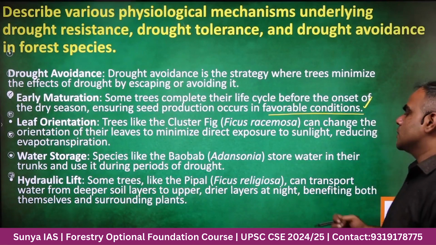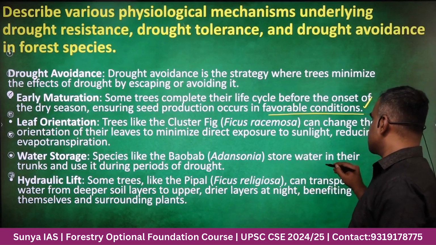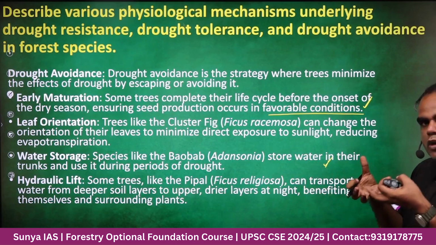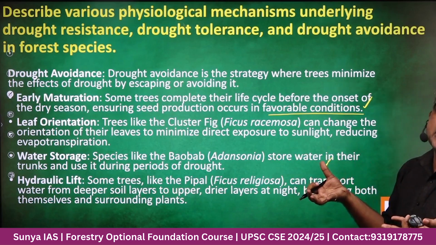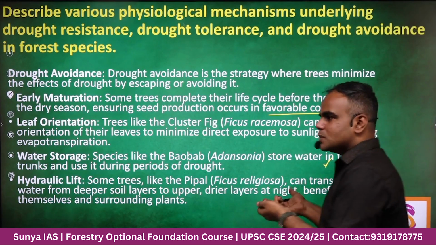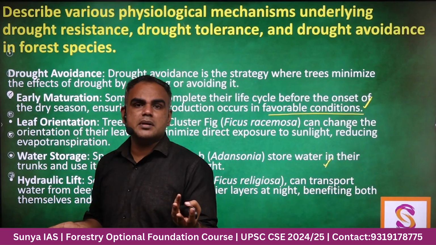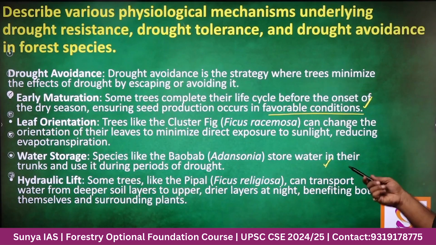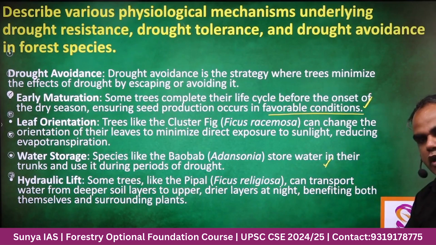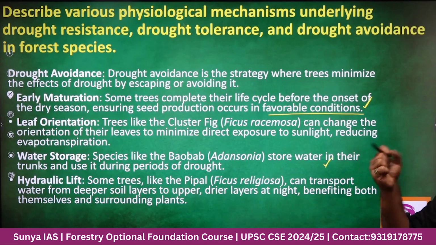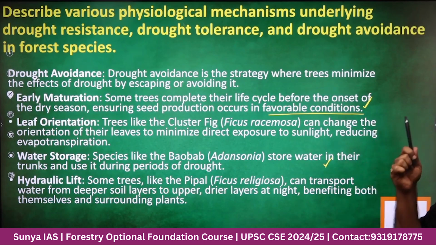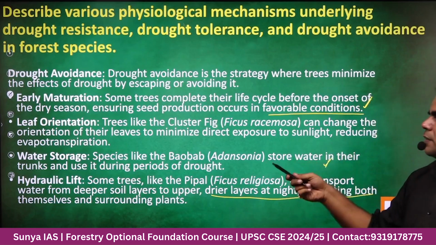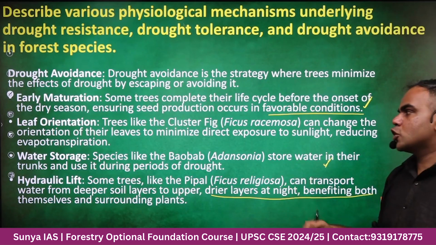Storage, let's say, in the baobab. It is able to store a lot of water, and this is very handy during drought, because during drought water is the component which is least available. So this also helps. Then plants can transport water from very deep soil. Again, think of xylem and phloem; xylem is the one doing the transport part, to the upper drier layers at night, benefiting themselves. This is known as hydraulic lift.